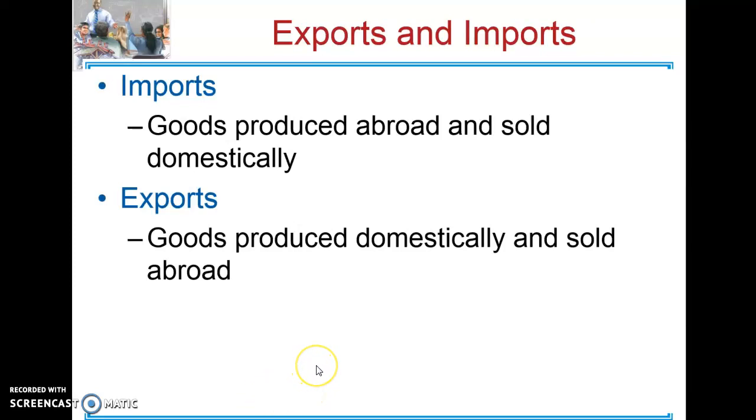Okay, talking about trade, it's important to be familiar with some important vocab words. Imports refers to goods that are produced abroad in other countries and then sold here domestically, or in the US. And exports is the opposite. So the goods are produced domestically, meaning here in the US, and they're sold abroad to other countries.